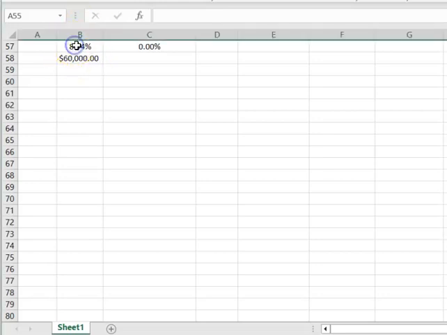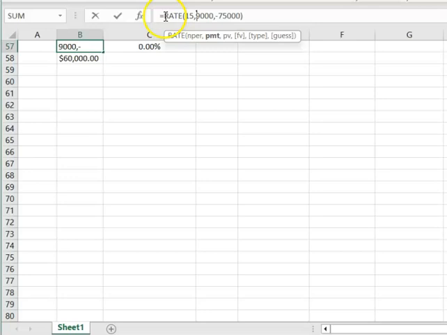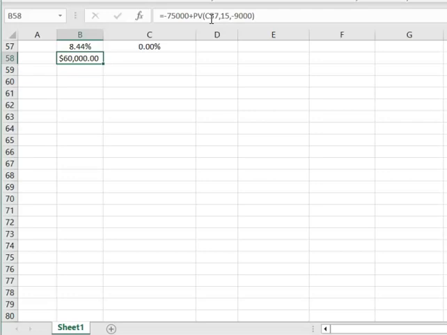We are going to calculate the rate of return in two ways that we have learned. The first one is that straight one, the easy one. You put rate, and the number of periods is 15. The PMT, the payments, the savings you receive for 15 years, is $9,000, and the PV is 75,000, the one that you pay out of your pocket at the beginning of the investment. So you want to see what is the rate of return for this investment, and okay, 8.44 is the answer.